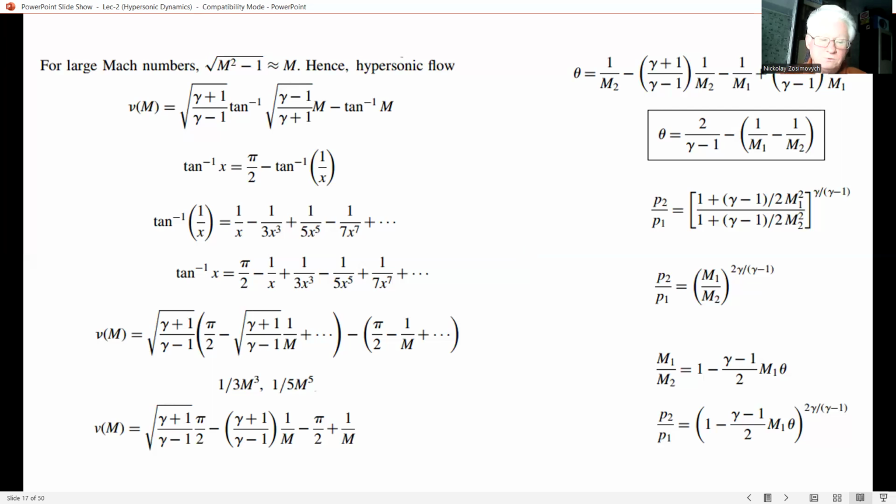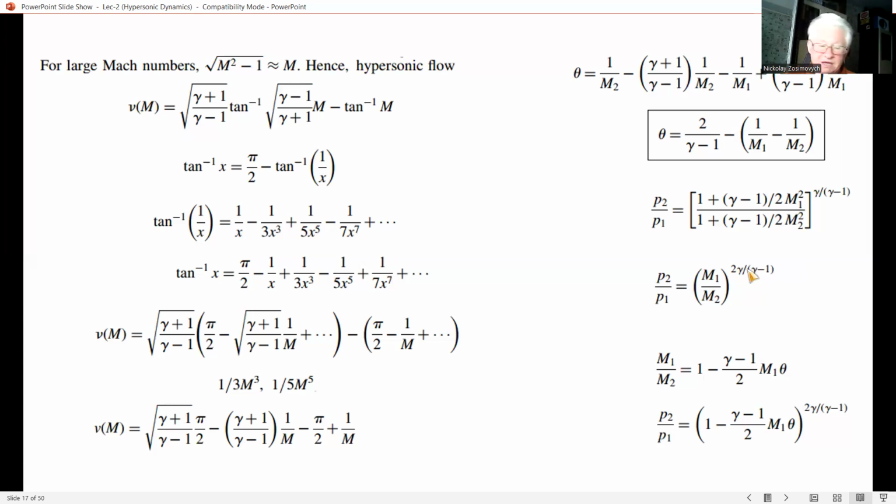So the flow through the expansion wave is isentropic, and hence the isentropic pressure relation holds as follows. As you can see here, P2 over P1 is an expression in brackets to the power gamma over gamma minus 1. For large Mach number, the hypersonic approximation becomes a simpler expression: P2 over P1 is proportional to M1 over M2 to the power 2 gamma over gamma minus 1.